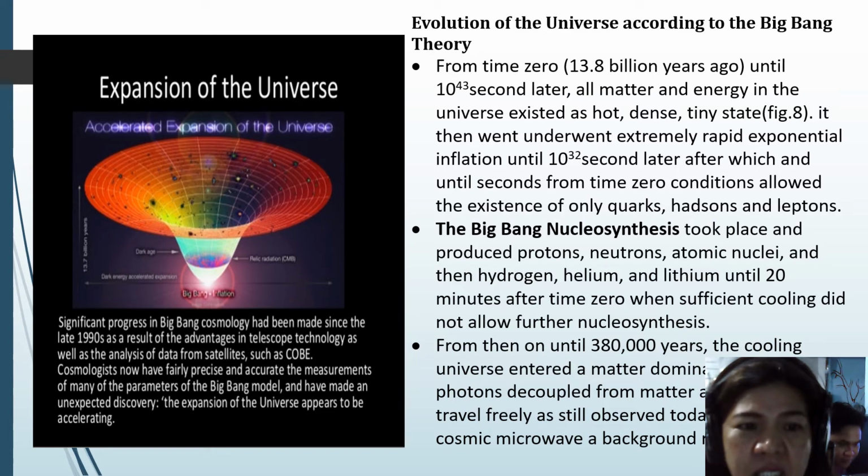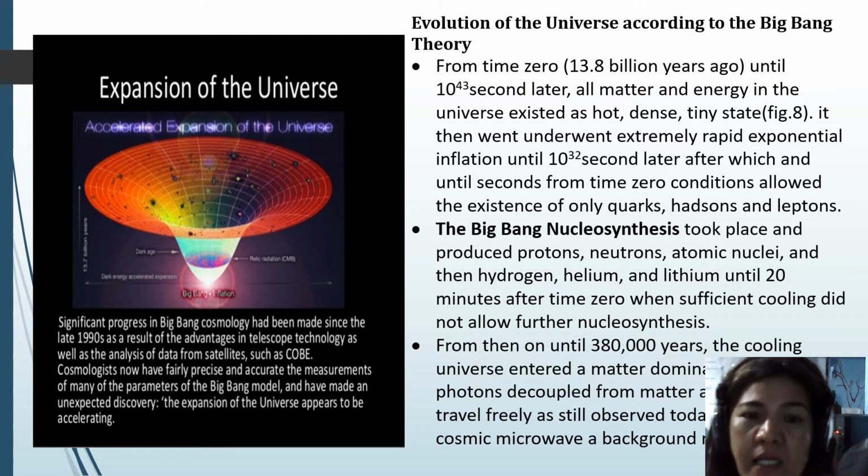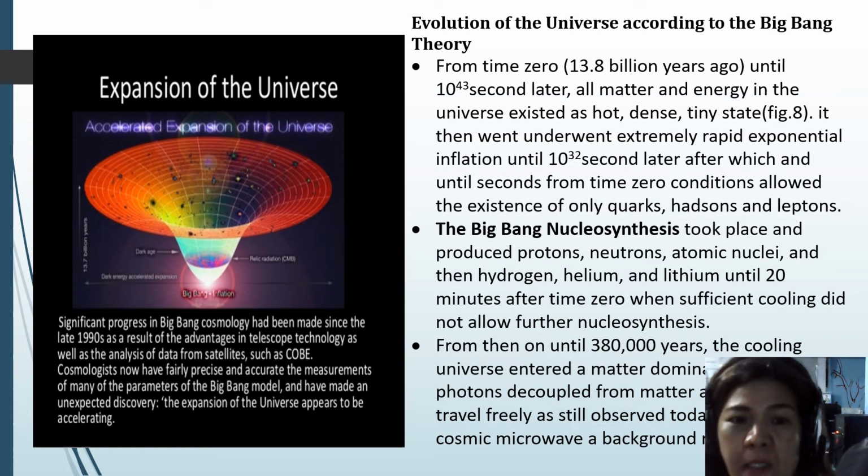Then Big Bang nucleosynthesis took place, and it produced protons, neutrons, atomic nuclei, and the hydrogen, helium, and lithium until 20 minutes after time zero, when sufficient cooling did not allow further nucleosynthesis. From then on until 380,000 years, the cooling universe entered a matter-dominated era, and the photons decoupled from matter and travel freely as observed today. That is also in view with the cosmic microwave background radiation.